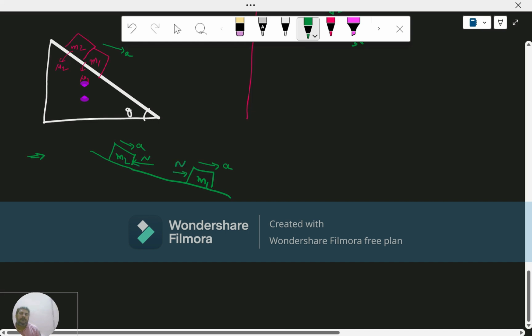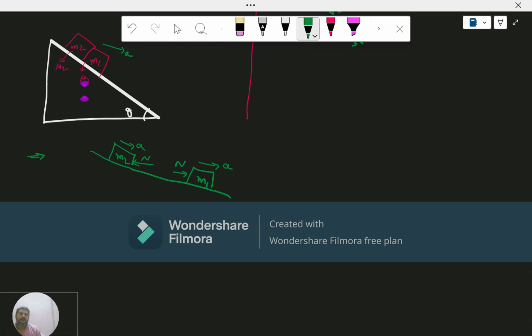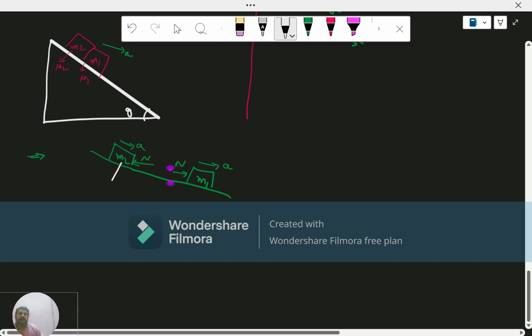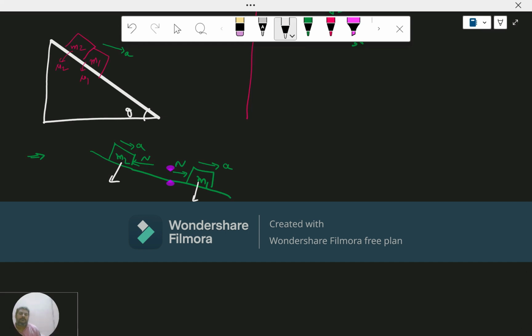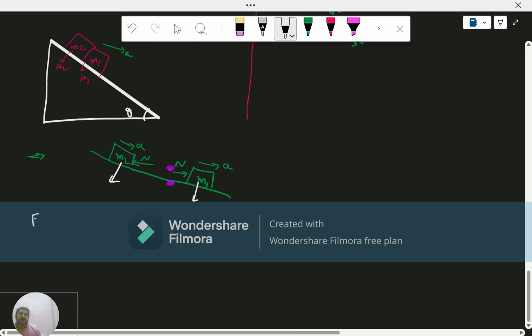So this N is the normal force between the two contact bodies. And there is also a normal force from the surface on the block. Now the free body diagram for the second block M2 gives M2A equal to M2G sin theta minus mu2 M2G cos theta plus the normal force N. Consider this equation 1.